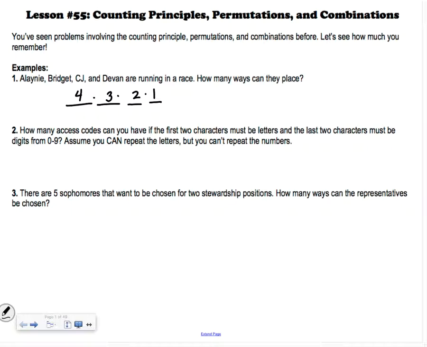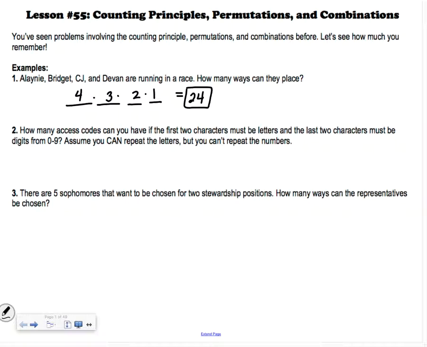Exactly. So we can put all of those together, and we could say, okay, well, all the things with Devin first, and then it could be A, B, C, or it could be B, C, A. I mean, you want to put all of those different combinations together. So we end up getting 4 times 3 times 2, which is 24. Could we just do 4 factorial? You could do that as well.